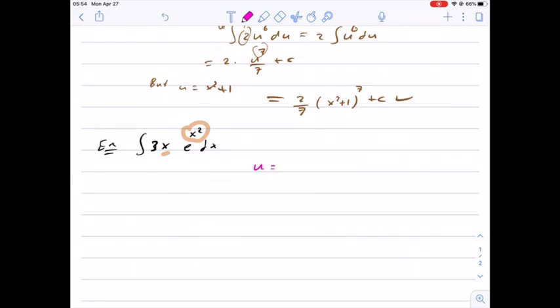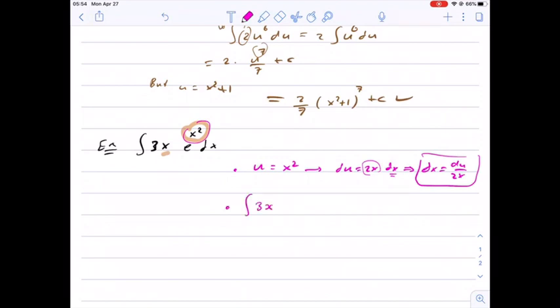u is x squared, and then we differentiate this. du is 2x dx, and then we solve for dx. dx is du over 2x, by dividing by 2x. And then we plug these into the integral.